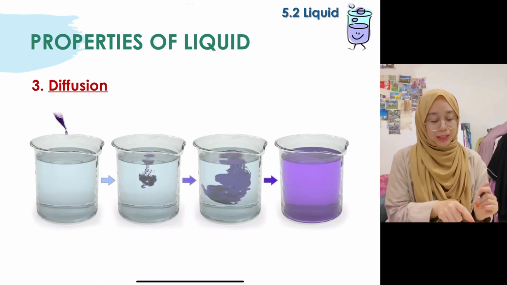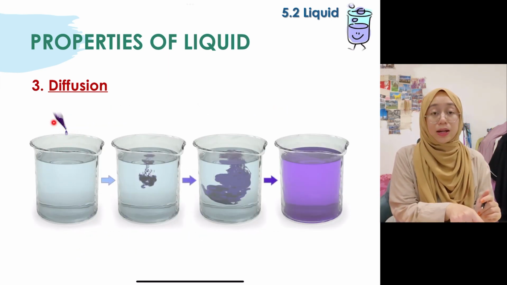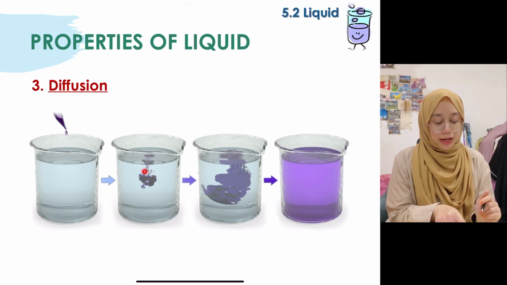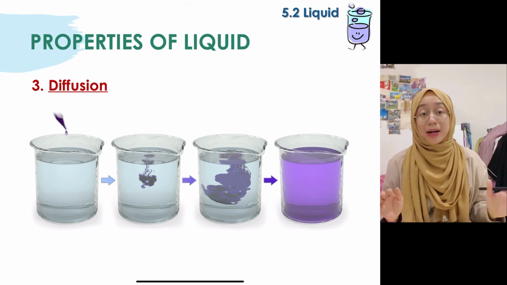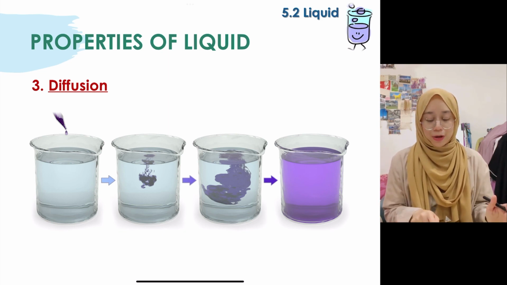So kalau kita tengok kat sini, bila kita drop a colored liquid inside, dia akan slowly start to diffuse. So dia akan ambil masa sikit. So barulah dia akan jadi a homogeneous mixture at the end.